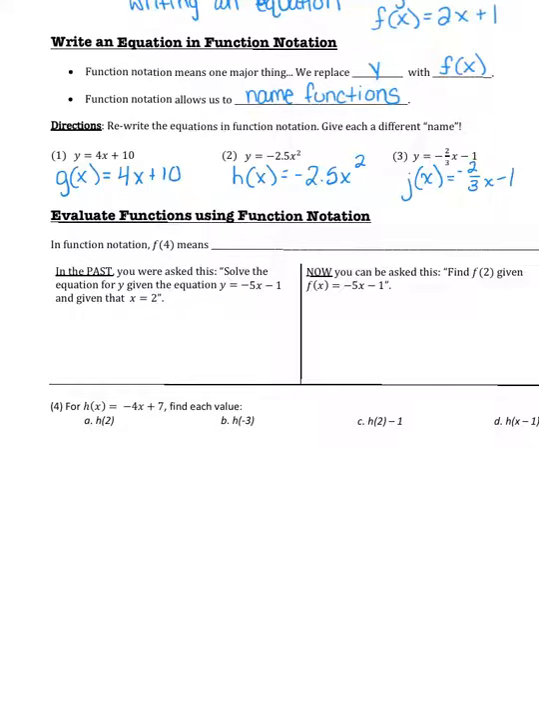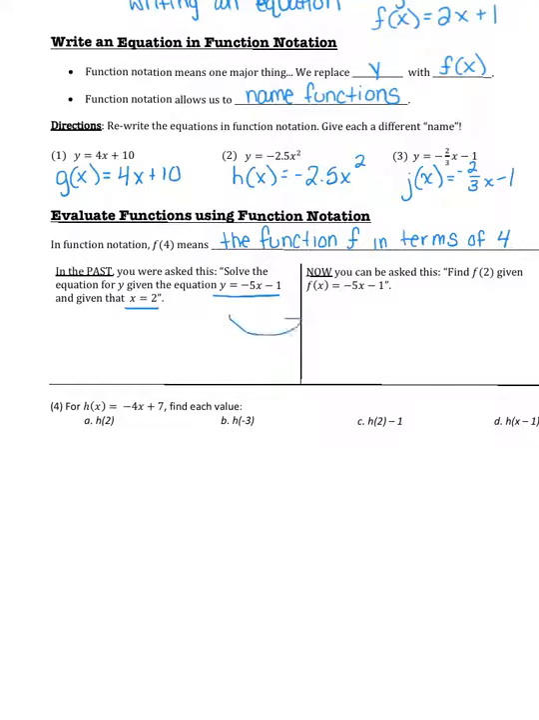So evaluating functions using function notation. In function notation, f of 4 means the function f in terms of 4, or when x is equal to 4. In the past, we would ask you to evaluate an equation for when x is equal to something. For example, if I've got y equals negative 5x minus 1, I'd say, if x equals 2, what's y? Same idea, except now we're going to do that in function notation.